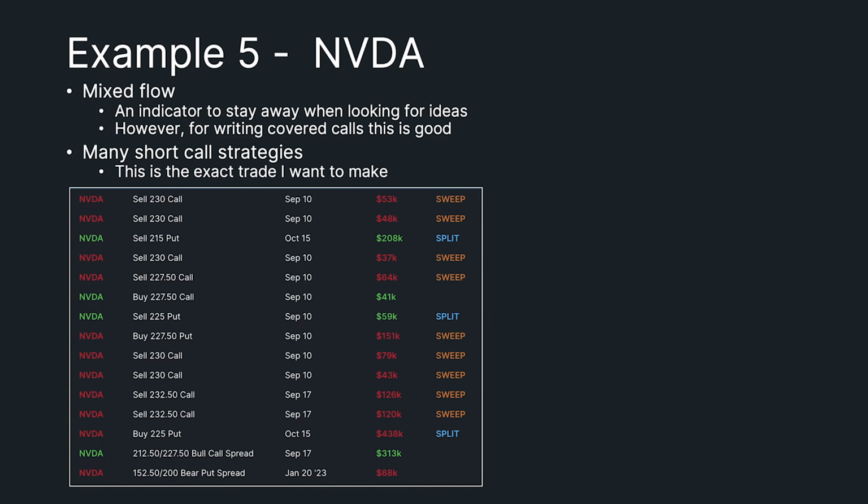So the flow here was very mixed, mostly negative actually. This is sort of an indicator to stay away from when looking for ideas. However, for writing covered calls, this is good. If you were trying to find an idea on Nvidia, well, it's mixed, so you don't really know what to do. But in this case, this is actually what I'm looking for. I want it to be sort of mixed because I already have an idea of selling calls, and this is sort of good for me.